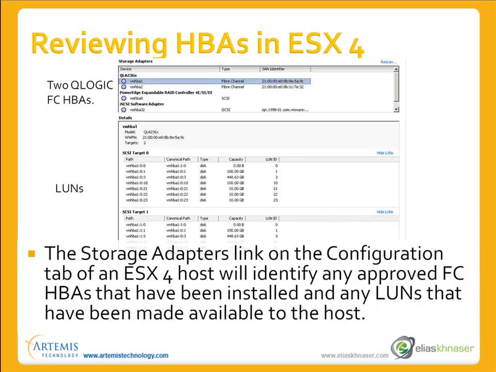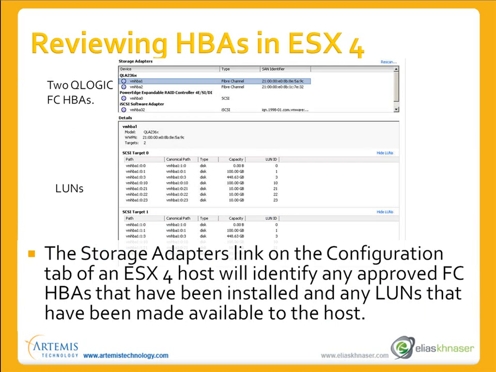Once you're in the VI client, you can click on the configuration tab and then on the storage adapters link, and you're going to be able to identify the different fiber channel HBAs that the ESX host you're in can see. A little later on, we're going to log into the VI client and browse through this, but I wanted to mention it here.